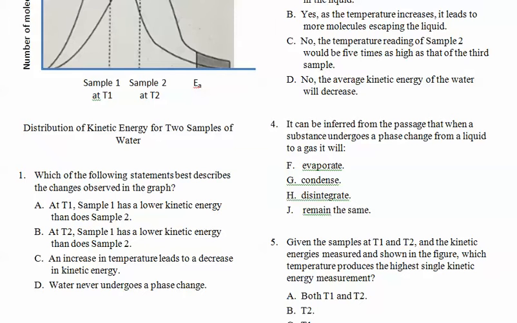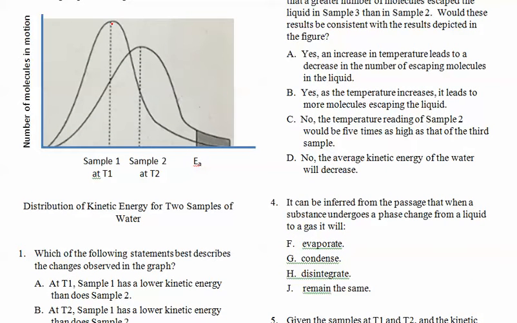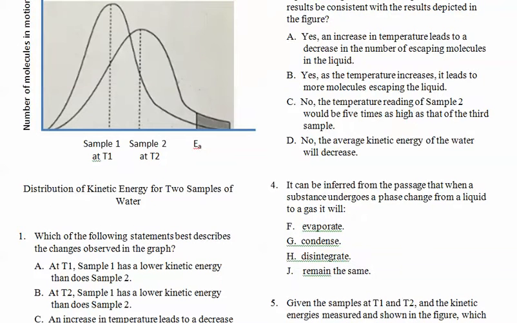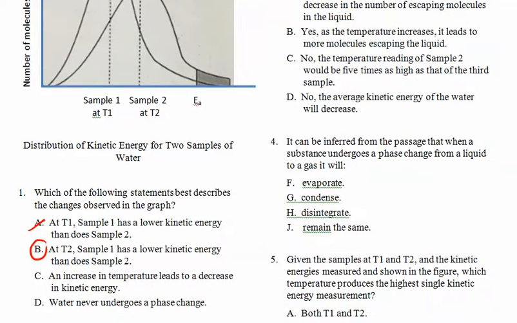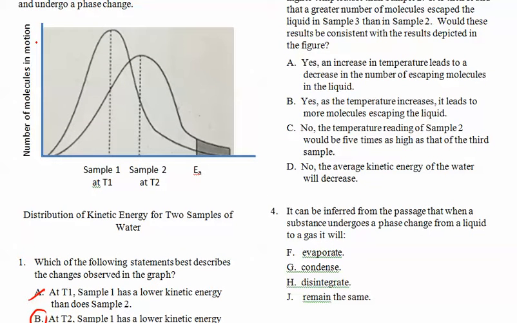Number 1, which of the following statements best describes the changes observed in the graph? Just cross them out as you go along. At T1, sample 1 has a lower kinetic energy than does sample 2. At temperature 1, no, it has a higher kinetic energy, using the number of molecules as a proxy. At T2, sample 1 has a lower kinetic energy than does sample 2. That's correct, so I'm going to assume that's the answer. An increase in temperature leads to a decrease in kinetic energy. That would seem to be the case in that the number of molecules in motion has gone down, but no, that's not quite the case. An increase in temperature increases kinetic energy.